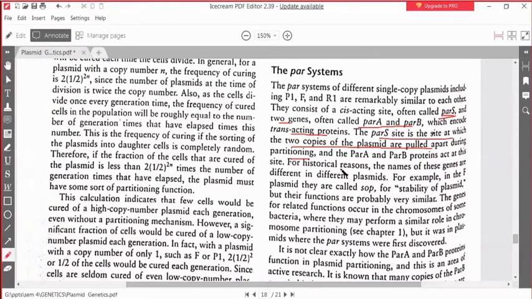PAR A and PAR B can be termed SOP, that is, stability of plasmid, for the F plasmid. So for different plasmids, different names have been given, but the phenomenon is absolutely true. The PAR systems of different single copy plasmids, including P1, F or R1, are remarkably similar, but their names are different. In one case it may be PARS, PAR A, PAR B, while the F plasmid is called SOP, but their functions are probably very similar.